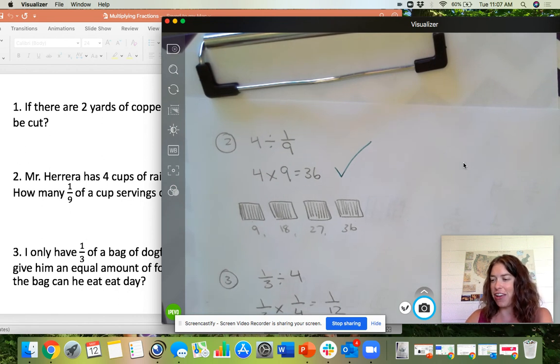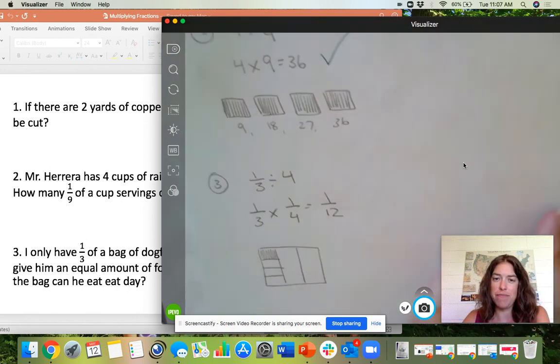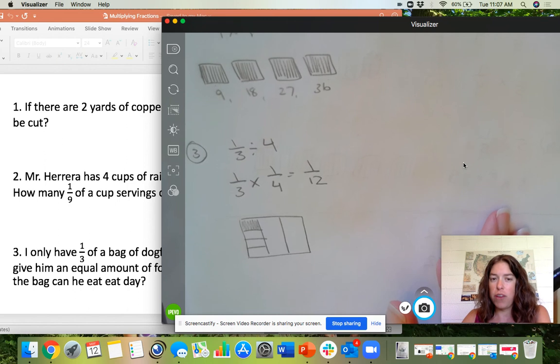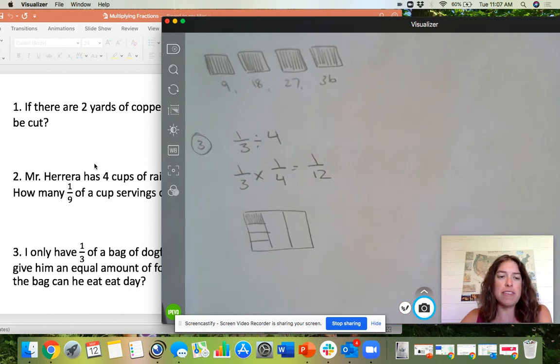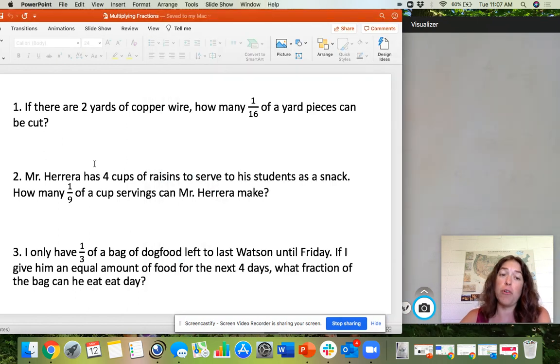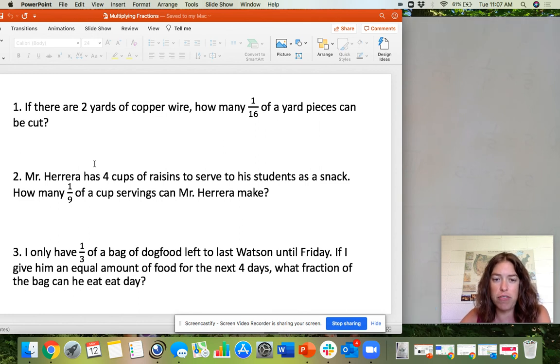And now let's take a look at question number 3. Question number 3 was telling us, as you know, there's a shortage on a lot of items right now. So I went to the store to buy some dog food for Watson, and they were all out. So they said they'll get some more on Friday. So I only have 1/3 of a bag left, and I have to make it last until Friday.